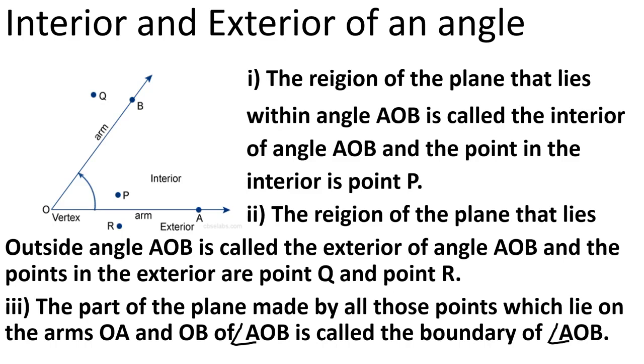The part of the angle made by all those points which lie on the arms OA and OB of angle AOB is called the boundary of angle AOB. What do you mean by this? All the points which lie on the arms of the angle, OA and OB, these two arms, that is called the boundary of angle AOB.